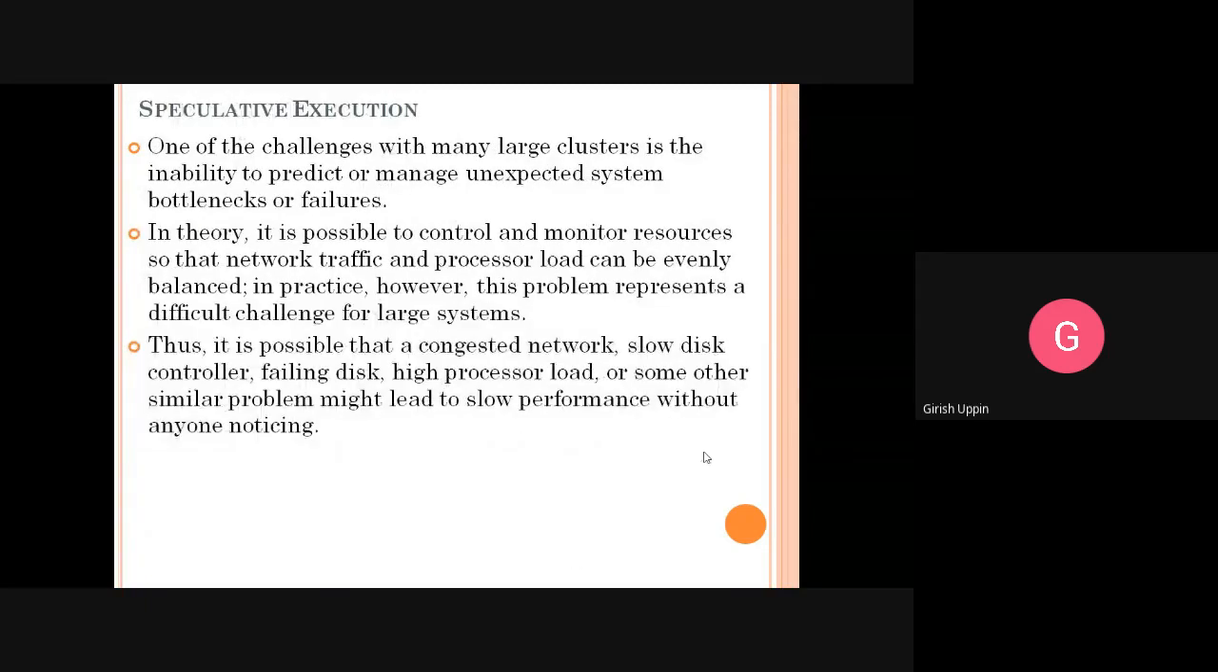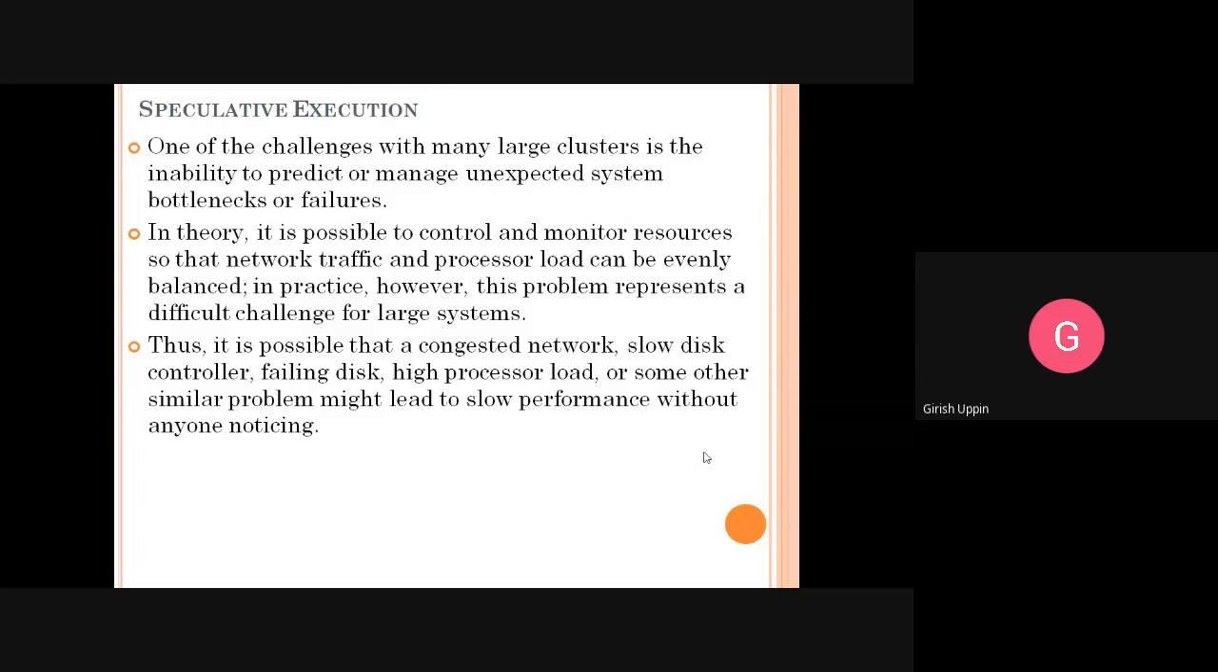Speculative execution. One of the challenges with many large clusters is the inability to predict or manage unexpected system bottlenecks or failures. Even though we have all the system running smoothly, it is very difficult to predict what kind of unexpected things we can have, what kind of failures, what kind of bottlenecks we will run into. It's very difficult to predict.